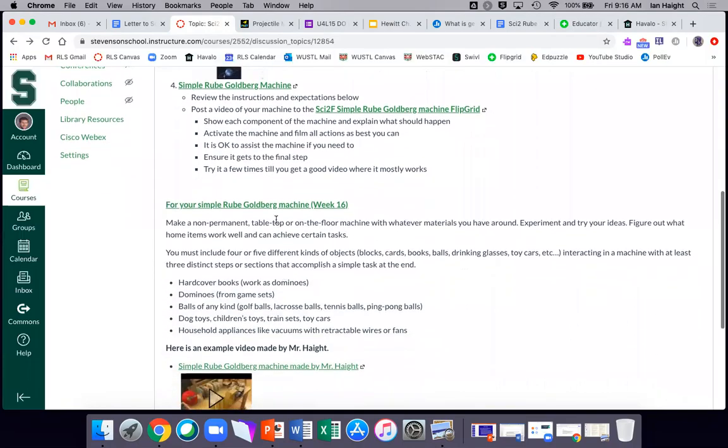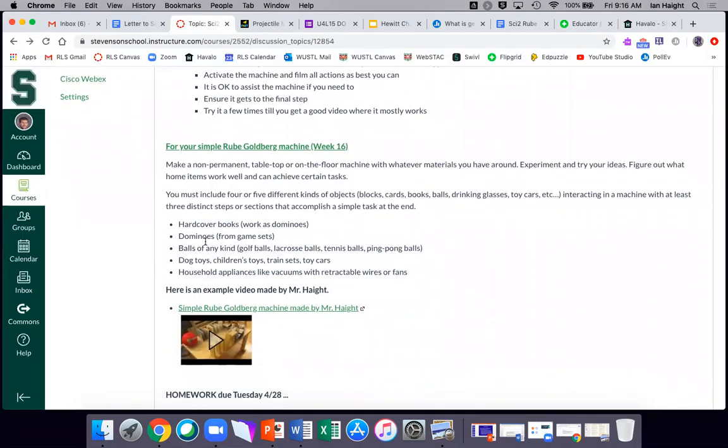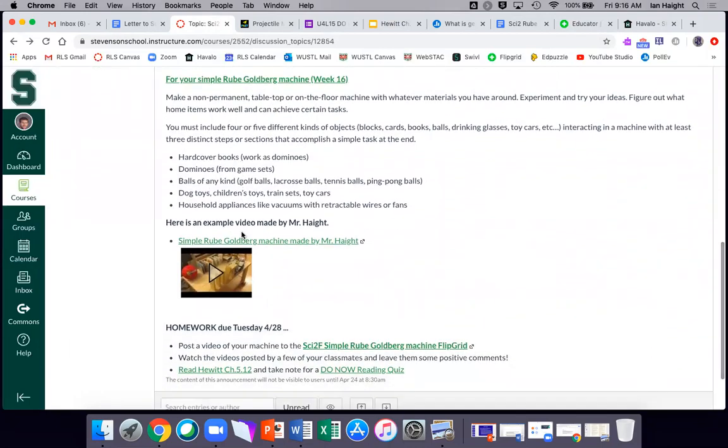So there's more detail just down here below, again, reminding you of some examples of materials you can use. The pictures I saw that you were posting all look great. Looks like most of you have at least some stuff you can use at home.